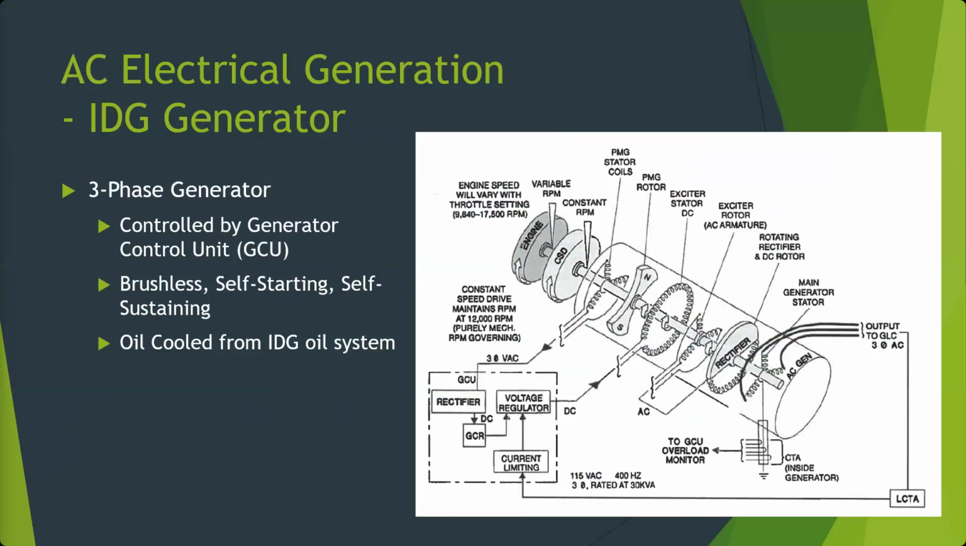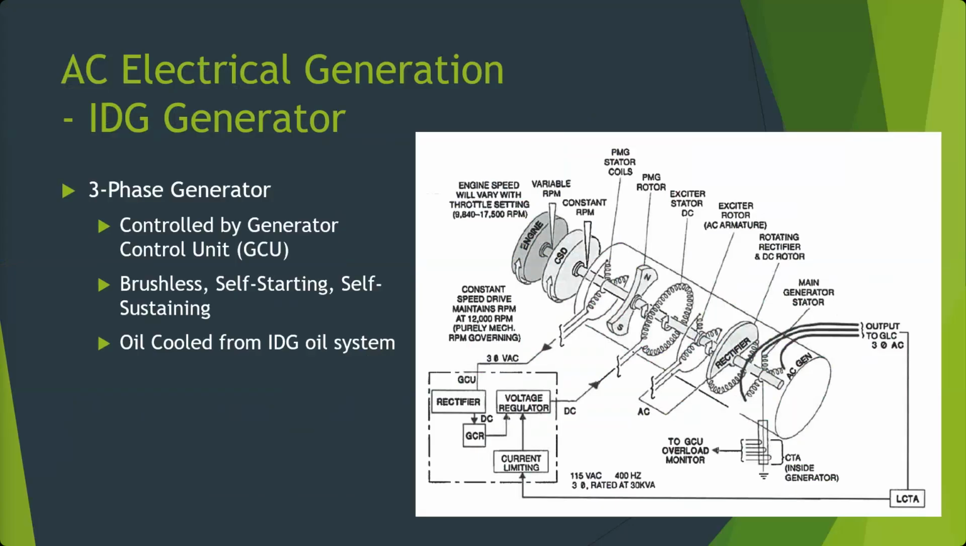Now, the one thing I don't like about this diagram is it shows everything the same size. This first one here is going to be really small. It's called a permanent magnet generator. You have a permanent magnet that's exciting these coils. That's just putting out a little bit of voltage. That's what runs the generator control unit.